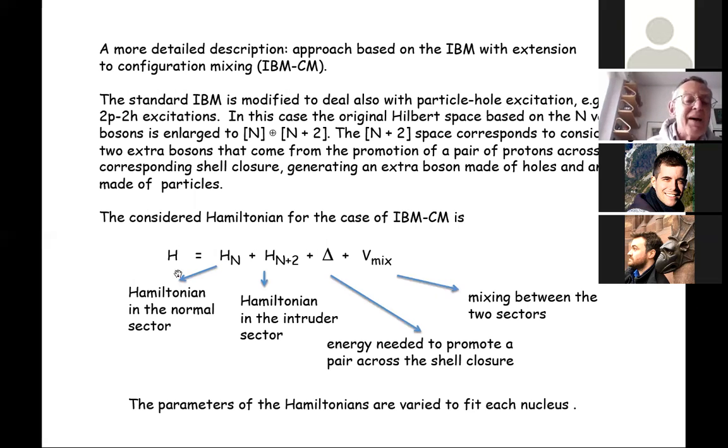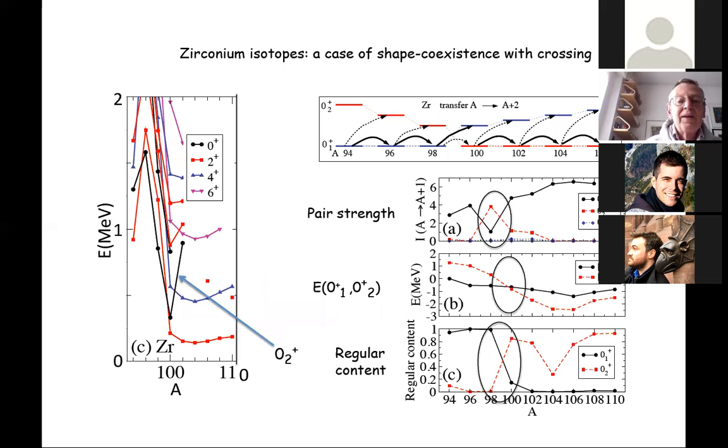The result is that my Hamiltonian will be a sum of a Hamiltonian that describes the normal sector, and a Hamiltonian that describes the intruder sector, and then there will be a mixing between the two sectors, in such a way that the normal states will in general mix with the other ones. The parameters of the normal Hamiltonian, the parameters of the intruder Hamiltonian, and the parameters of the mixing have to be fixed for each nucleus. Let's see a case, just a case.